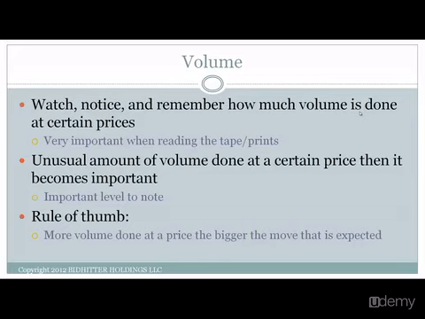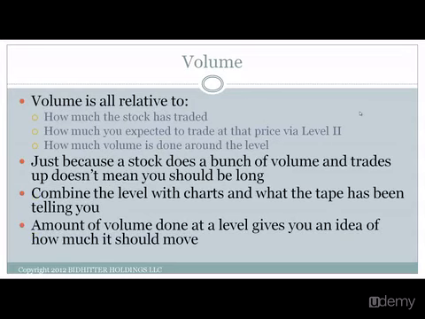Like I said before, basic rule of thumb, more volume done at a price, the bigger move that should be expected, and also the more important the level is. 100 shares traded at a certain price is not as important as 1,000,000 shares traded at a certain price. So the more volume, the more important that level is, and also the bigger the move that should be expected. Volume is all relative. It's all relative to how much stock is traded, how much you expected to trade at the price, the level 2, and how much volume is being done around that level.